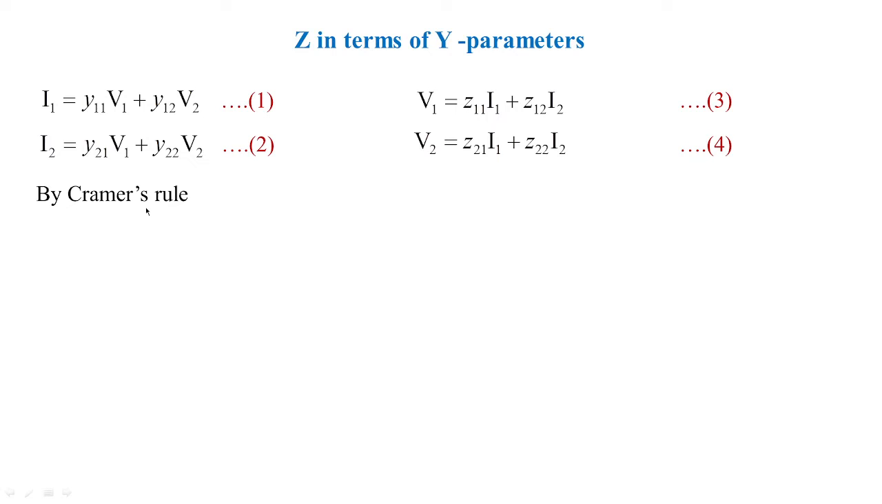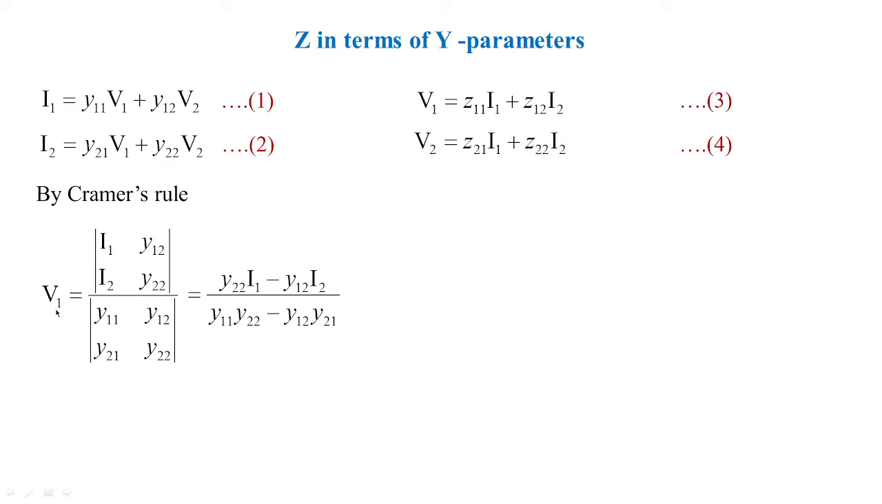By Cramer's method, applying to equations 1 and 2, I can get V1, the unknown parameter, by Cramer's rule. I am taking the values I1, I2 on the numerator along with Y12 and Y22. In this way, the determinant value is taken like this, divided by the determinant of admittance parameters, that is Y11, Y12, Y21 and Y22. So with this I am going to get the value of V1, which will be equivalent to Y22 I1, that is the cross multiplication of this, minus Y12 I2 in the numerator part.